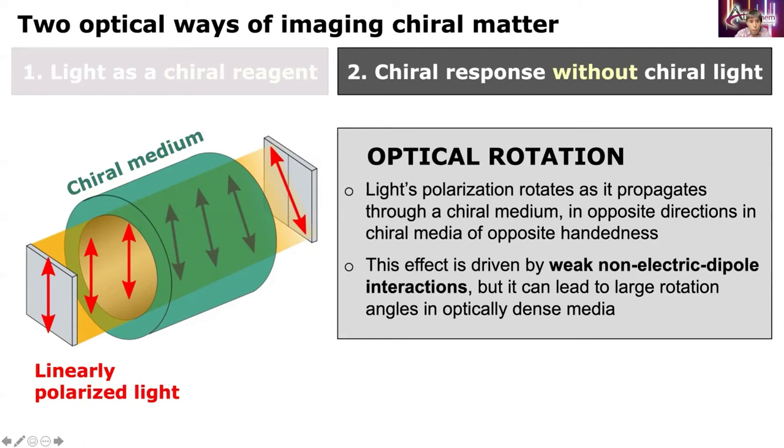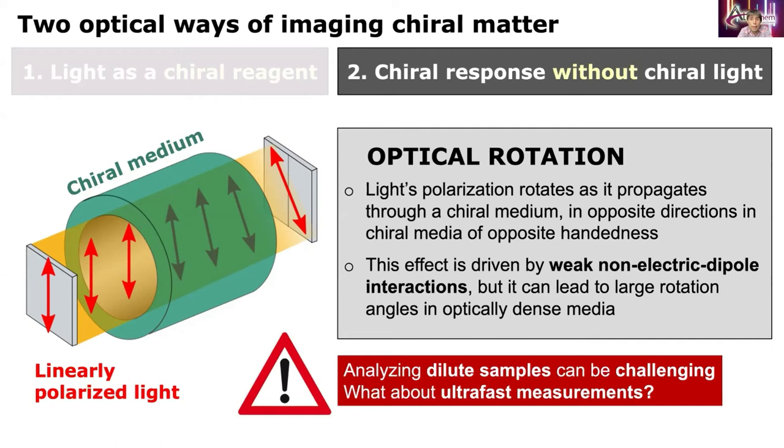Now, this method has important limitations because, unlike PECD, here this effect does rely on non-electric dipole interactions, which in general are very weak. We can still get large rotation angles in optically dense media, but the single molecule contribution to this effect is very weak. So detecting the chirality, for instance, of dilute samples or gas phase samples here can be very challenging. And if you want to do ultrafast time-resolved spectroscopy, then this is even more challenging. So can we design a more efficient version of this method?